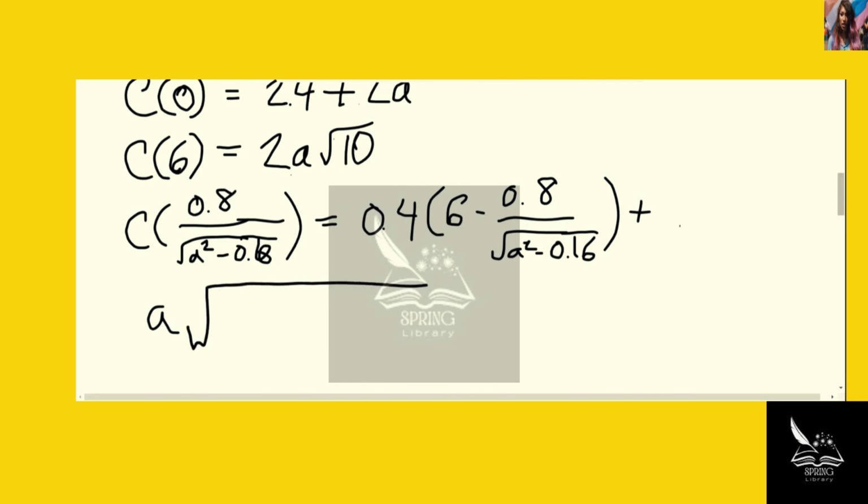Plus a times the square root of 0.8 over the square root of a squared minus 0.16 squared, which is 0.64 over a squared minus 0.16.